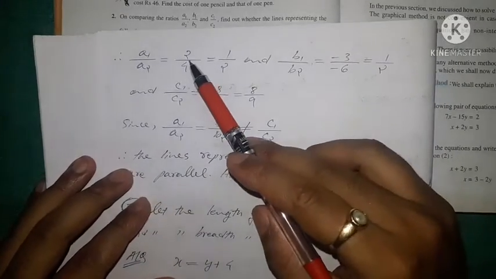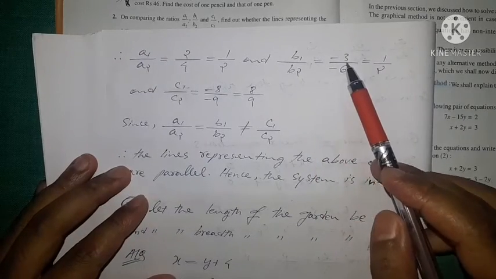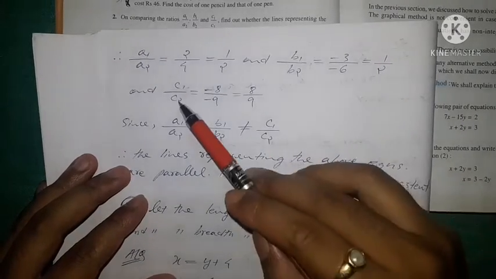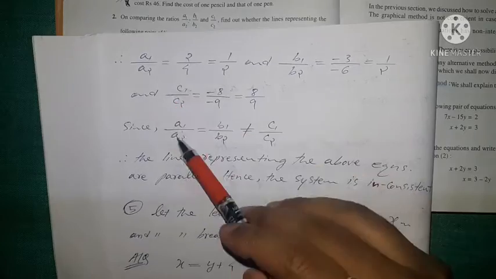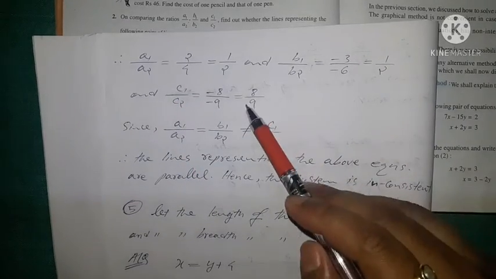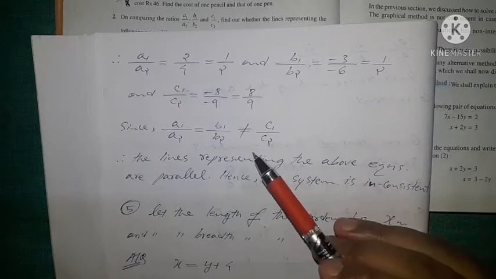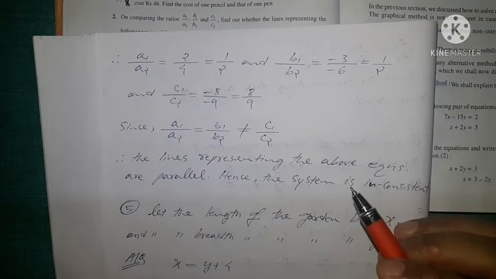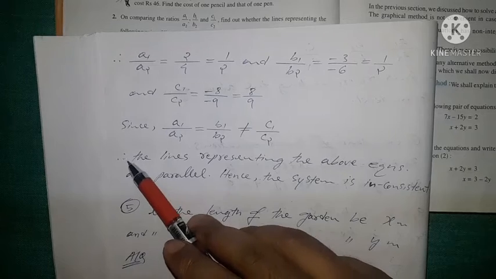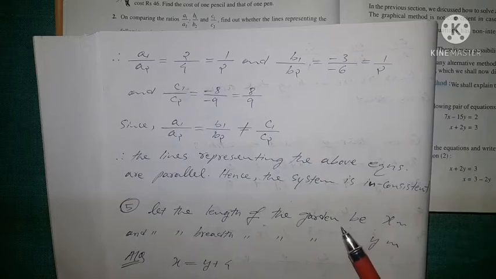So therefore a1 by a2 is equal to 2 by 4, that we can write as 1 by 2, and b1 by b2 is equal to minus 3 by minus 6 is equal to 1 by 2, and c1 by c2 is equal to minus 8 by minus 9 is equal to 8 by 9. So here we can see a1 by a2 is equal to b1 by b2 but not equal to c1 by c2. That gives the third condition. That means the lines are parallel, and if the lines are parallel, we cannot find any solution. Therefore the system will be inconsistent. Therefore the lines representing the above equations are parallel. Hence the system is inconsistent.